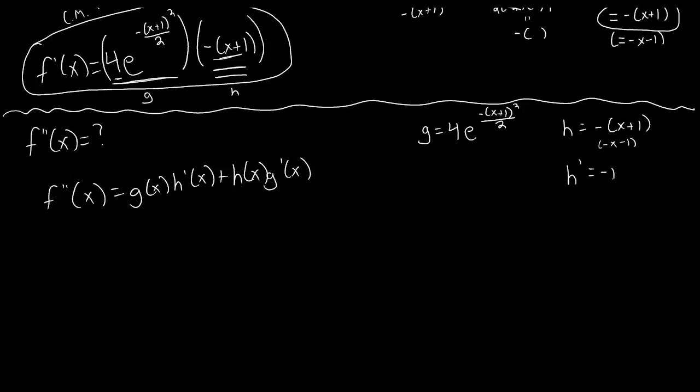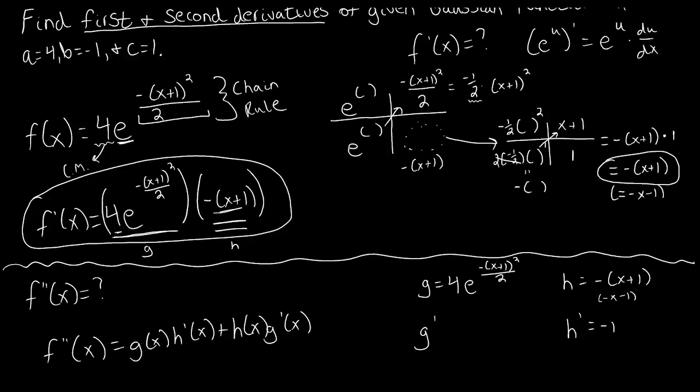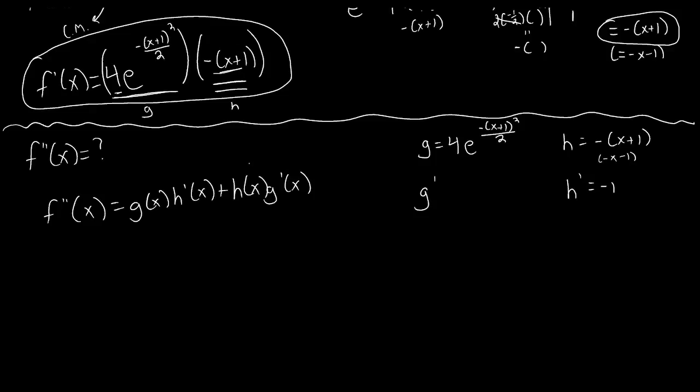Just negative 1. Okay, so we found our derivative of h. What's our derivative of g? Well, if we hadn't already done all this work up here to find the derivative of 4e raised to the negative x plus 1 squared over 2, namely this whole thing, we would have to do a lot more work. But since we already did that, we're simply going to rewrite it down here so that we don't have to keep referencing it from up top. So we have 4e to the negative x plus 1 squared over 2 times negative x plus 1. So this is our derivative of our component g right here.